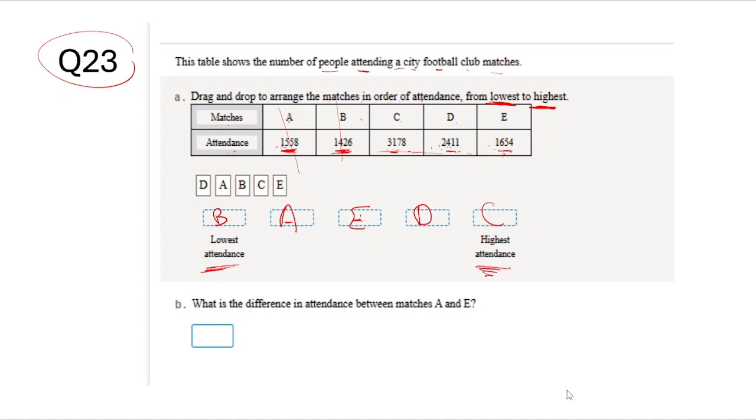Now, what's the difference in attendance between matches A and E? So we can say E minus A. E is 1,654 and A is 1,558. So let's do the subtraction. 4 minus 8 cannot be done, so I make it 14, and here will be 4. 14 minus 8 is equal to 6.